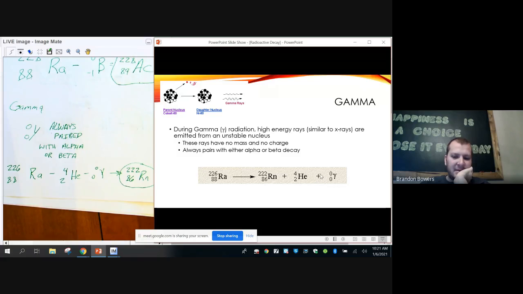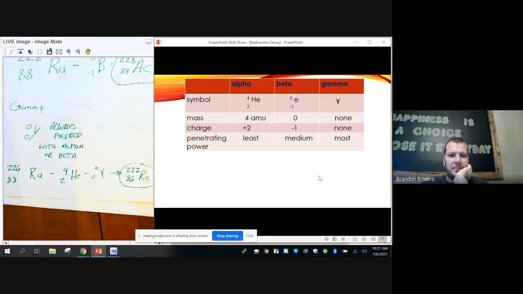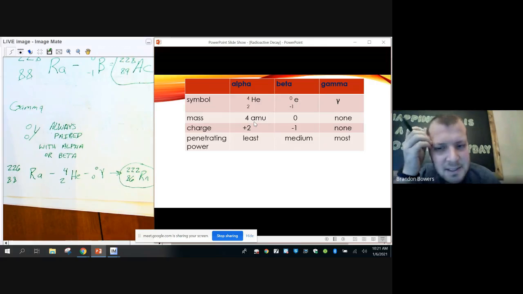Okay. And here's the last chart. So we talked about the symbols. You know the 4,2 helium, the 0, -1 beta. You can either do E or B. That's fine. And then gamma kind of looks like a Y. The masses. All right, here's the masses. I would write down this chart just because it's pretty handy.